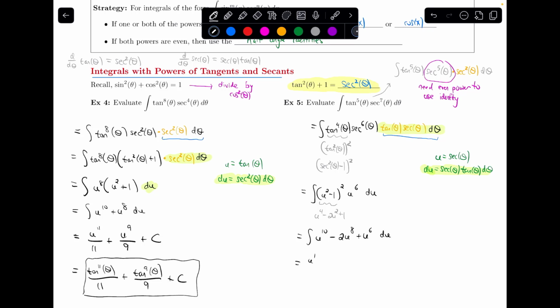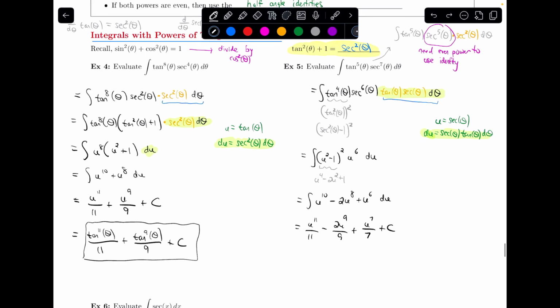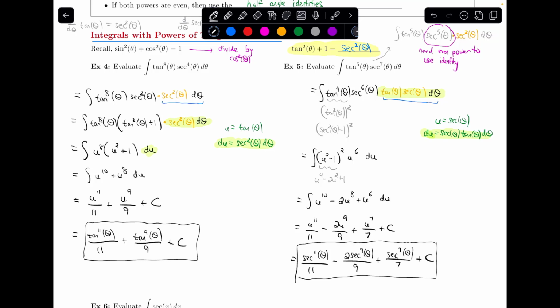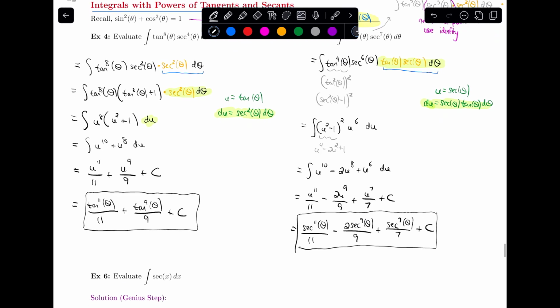Okay, now we are ready to do this antiderivative. This gives me u to the 11th over 11 minus 2u to the 9th over 9 plus u to the 7th over 7 plus c. And my last step is to plug back in for u. So doing that, we get secant to the 11th of theta over 11 minus 2 secant to the 9th of theta over 9. And then plus secant to the 7th of theta over 7. And then plus c. And we got it.